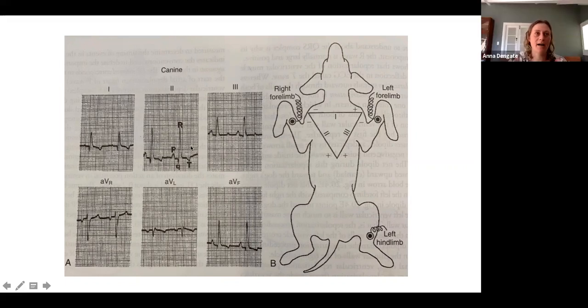Okay, what about if I'm a boxer with fibrofatty infiltrates in the right side of my heart and I've got more conduction through the left side as a result? Which lead will it be taller in?